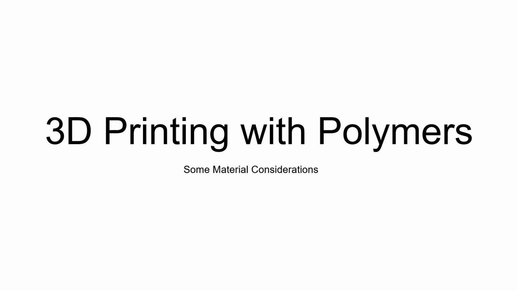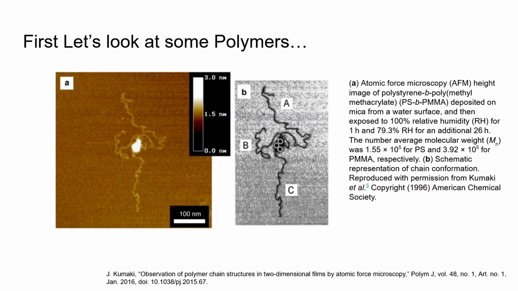So I want to talk about 3D printing with polymers and just kind of consider what's going on at the polymer chain level, just from a 1,000-foot overview. So it can be handy to look at what polymer chains actually look like, the actual molecules, just to get an intuitive understanding of what's going on.